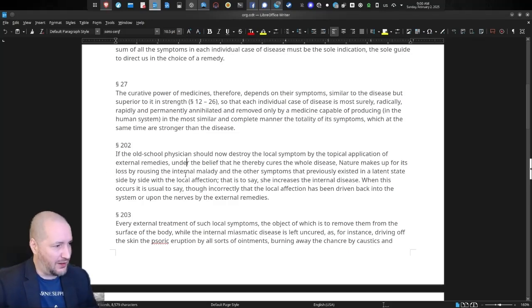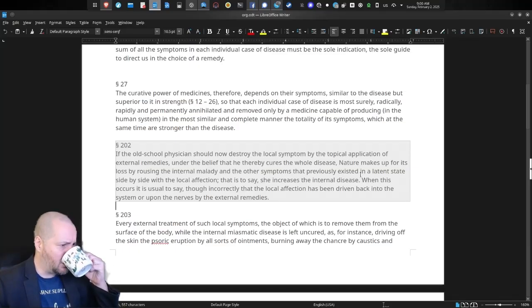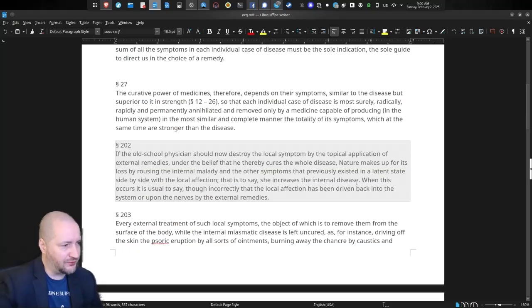So let's go on. We're going to go on to aphorism 202, I guess. You know, I just pulled these out randomly from the book, but it could have been a more logically arranged thing. But let's just go on to 202.